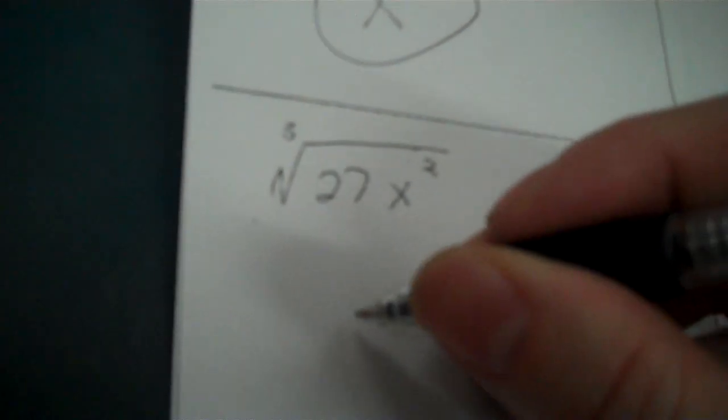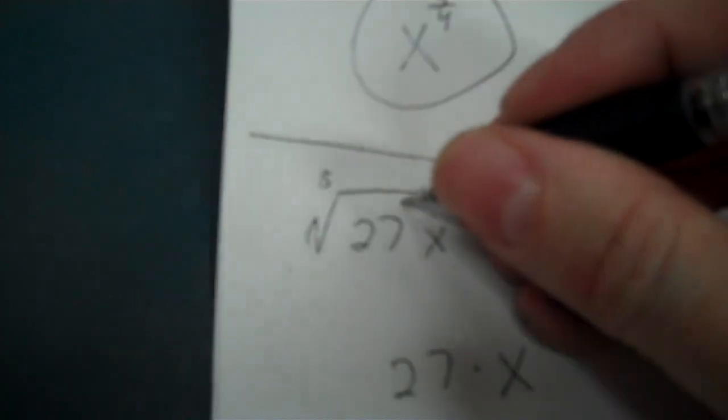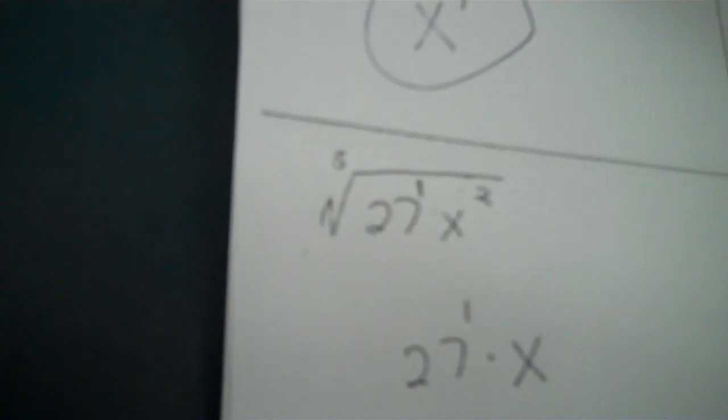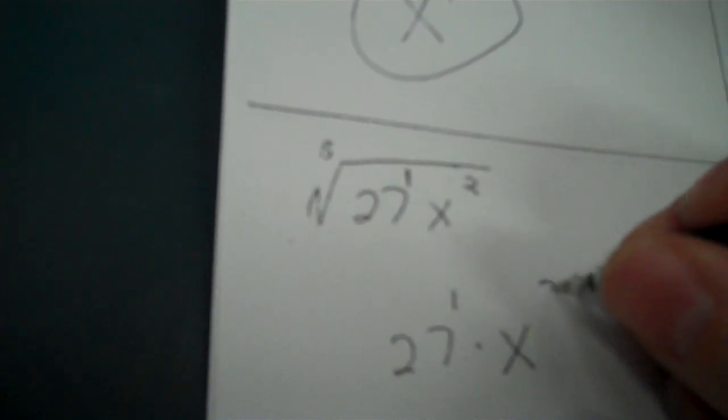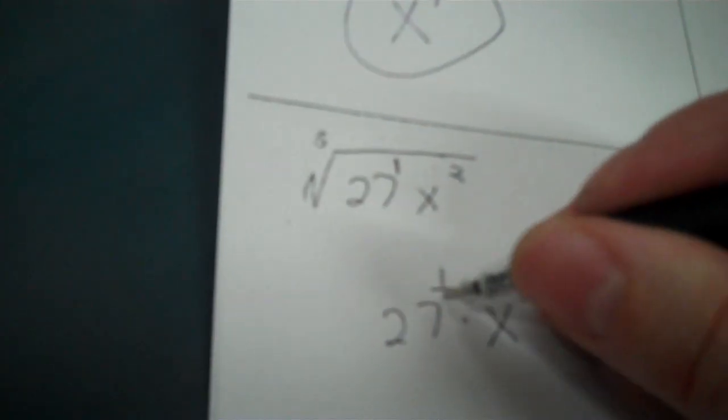In the radical, you got 27 times x. So 27's to the power of 1, but we don't multiply because it's not in the parentheses. You just drop the 1, okay? And then the 2. Then your radical, you underline each one of these and you're going to put a 3.